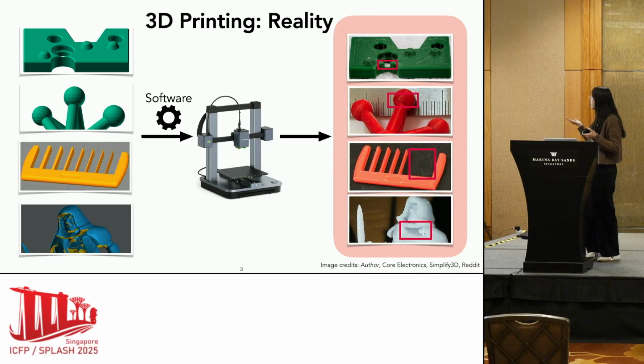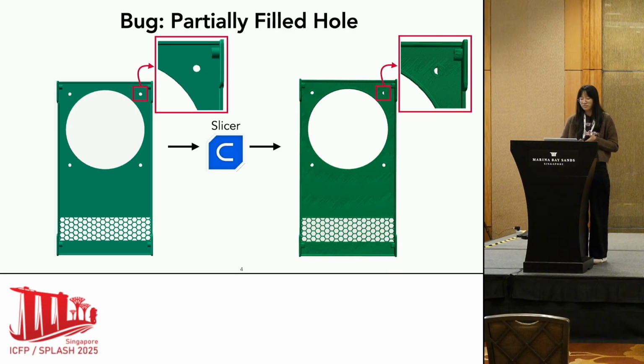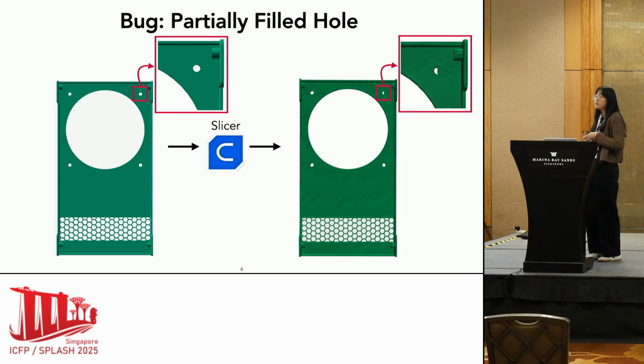For example, on the left, you see the designs that users wanted to print. These were processed by software and then sent to the printer. But on the right, the printed outputs actually look quite different from the designs. In fact, many printing failures actually come from software bugs.